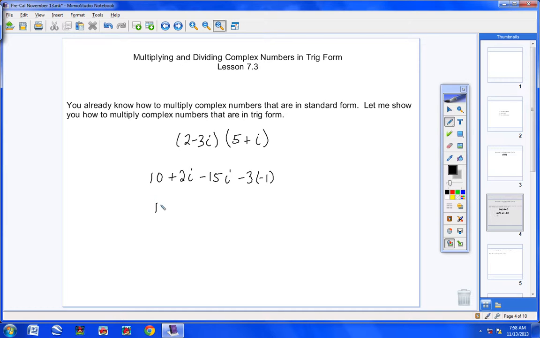Now, we have 10 plus 2i minus 15i plus 3. Negative times a negative is positive. Then combine your like terms, and you'll get 13 minus 13i. 10 plus 3 gives you 13, and combine these two here and you get negative 13i. So we know how to do that, okay? That's called multiplying complex numbers that are in standard form.